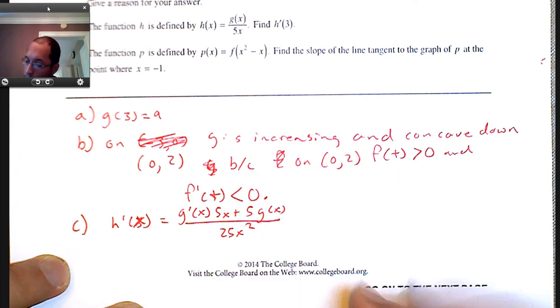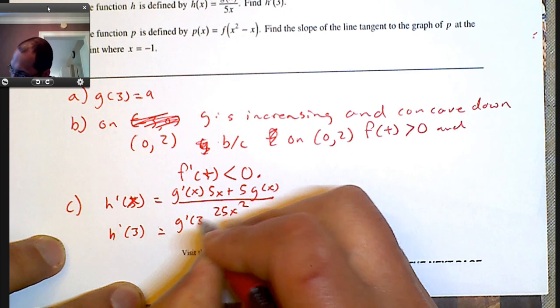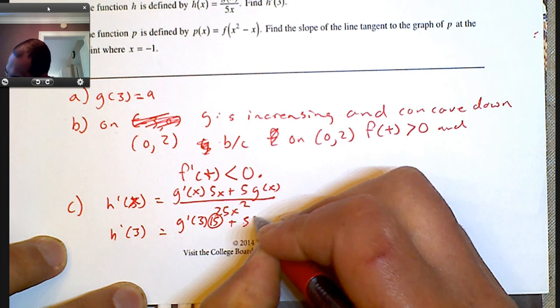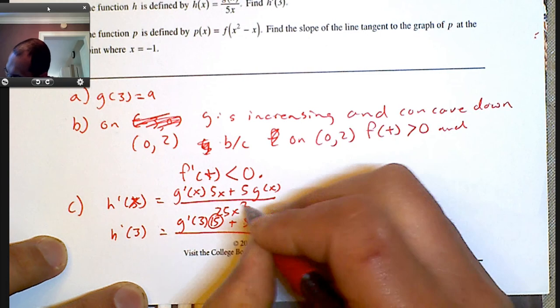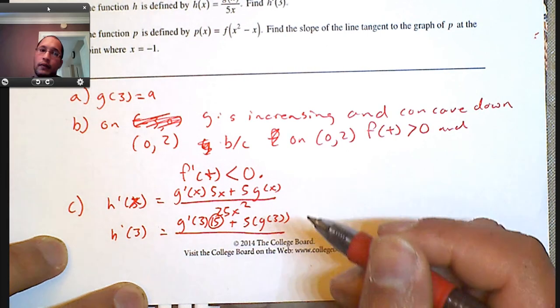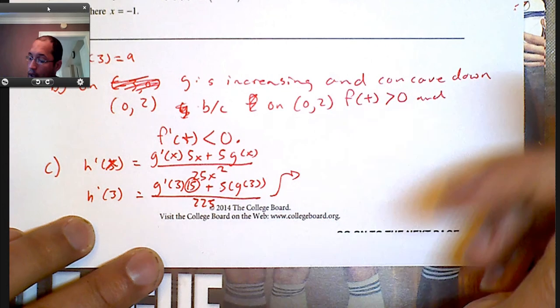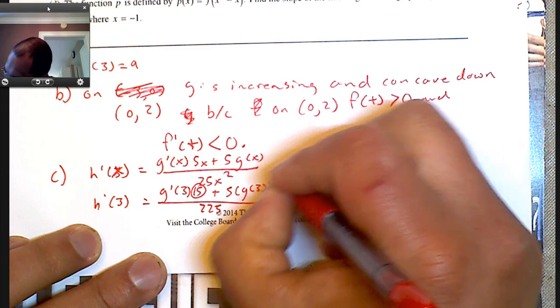Okay, so now h prime of 3 is going to be g prime of 3 times 15 plus 5 times g of 3, all over 25 times 9, which is 225. Okay, so now we just got to find g prime of 3 and g of 3. So g of 3 we already found, it's 9. Then we got to find g prime of 3.